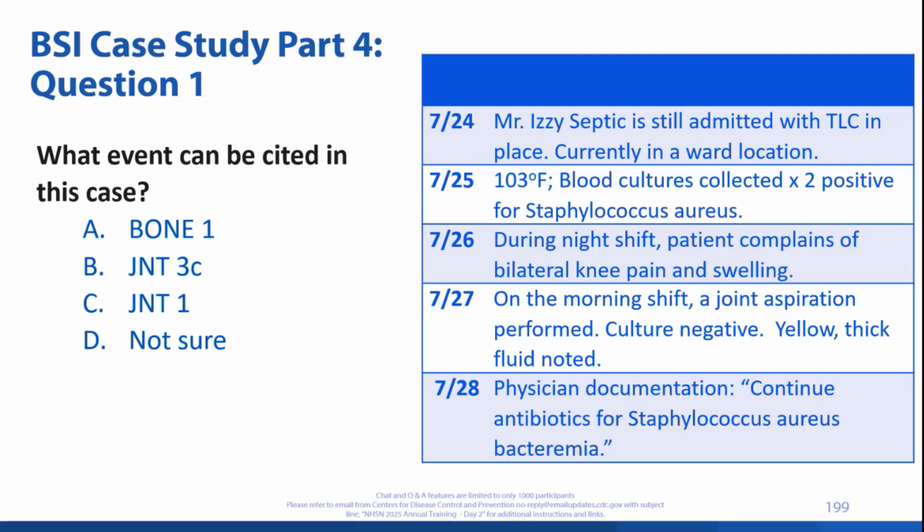So my first question is, what event can be cited in this case? A, bone 1, B, joint 3C, C, joint 1, or D, not sure.